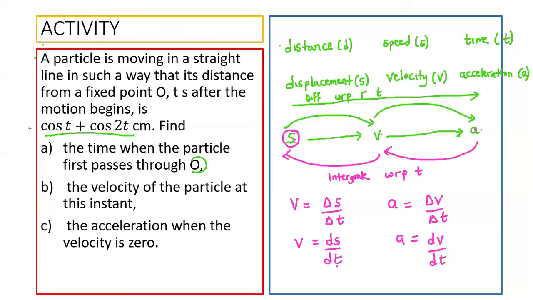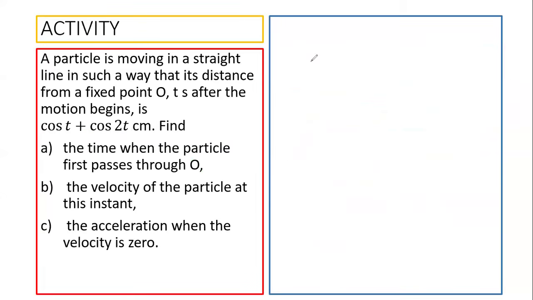Now, let us start on this item. We are going to say, let our displacement be S. Now from here, our displacement S is given by cos t plus cos 2t. But they told us that everything is given in centimeters.